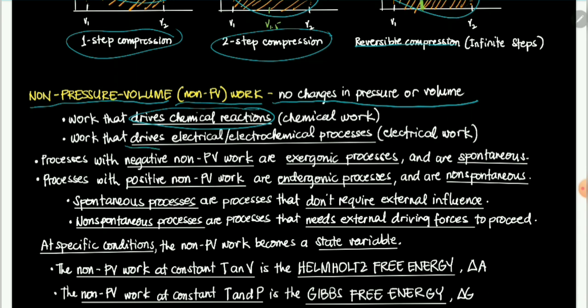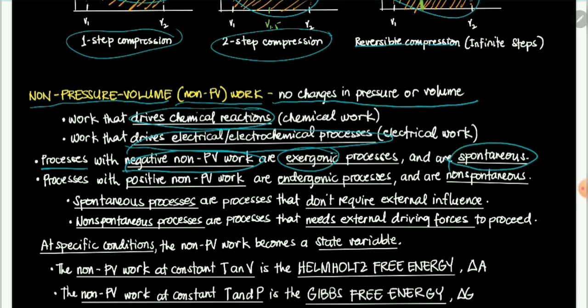Meron din tayong work that drives electrical or electrochemical processes. So kapag may transport tayo ng electrons, ano kaya yung driving force doon? Okay, so that's also a type of work that is non-PV or non-pressure volume. Okay, so processes with negative non-PV work are exergonic processes. So kapag negative yung inyong non-PV work, exergonic ang tawag doon. So yung mga processes na may exergonic na type ng non-PV work, they are usually spontaneous reactions given the conditions.